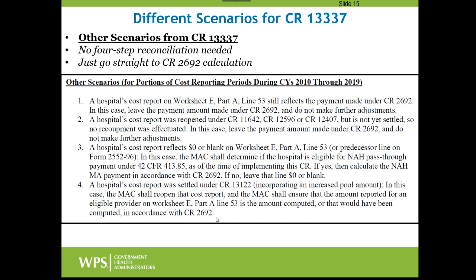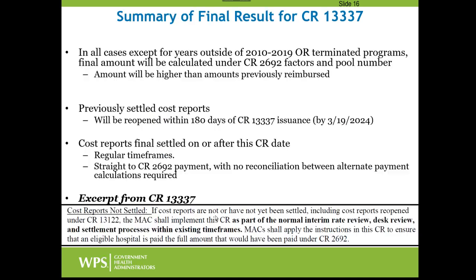We go straight to the CR 2692 calculation. But no matter what, in all cases except for those that are outside of 2010 through 2019 or the whole terminated program issue, the final amount will be calculated under the CR 2692 factors, pool number, and the data elements. That amount is going to be higher than what the provider was previously reimbursed under CR 11642 or those later CRs. So just as a summary here, the time frames.